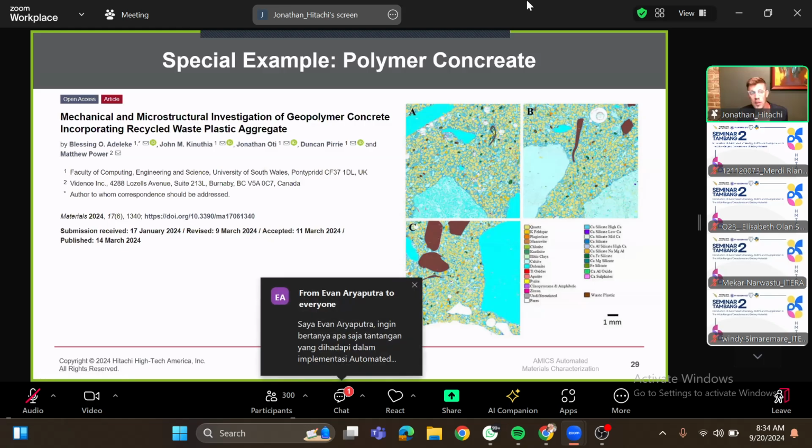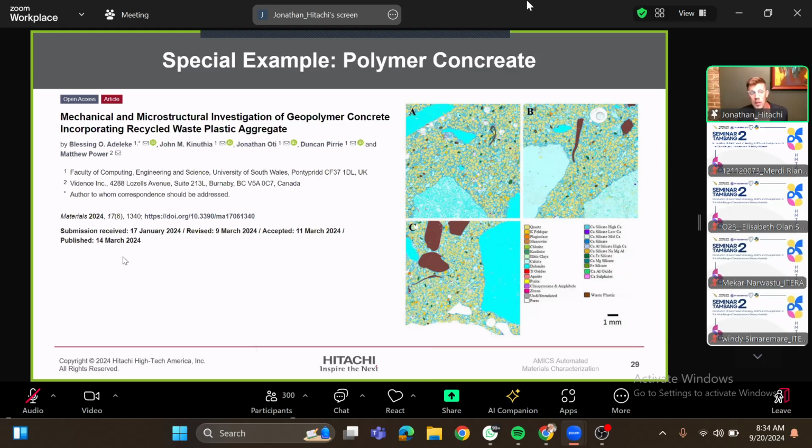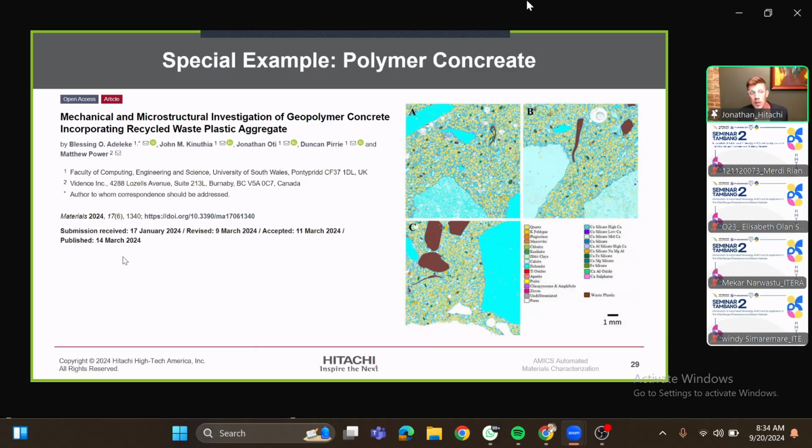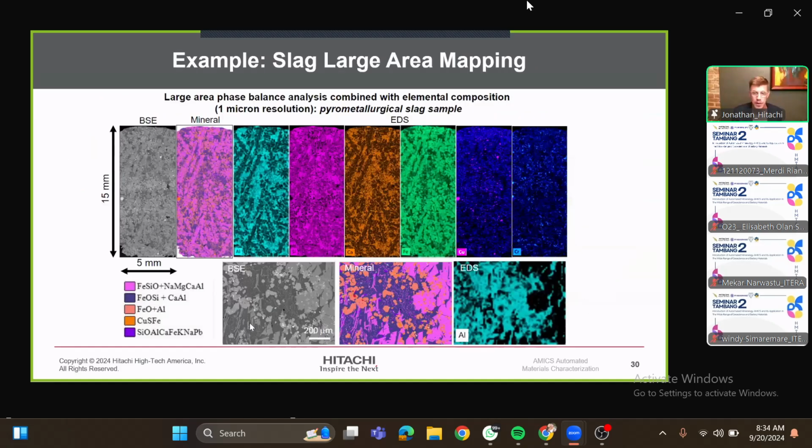So this is slag, so large area mapping on slag. Look at the scale of this, 15 millimeters by 5 millimeters, right? And we can see here's the slag image, BSE, mineral, and EDS map. So we can look at the elemental composition here as well. An iron sinter, and you can see we can separate it based on not just the material identified, but we can classify the particles themselves based on the distribution of the phases within the particles.